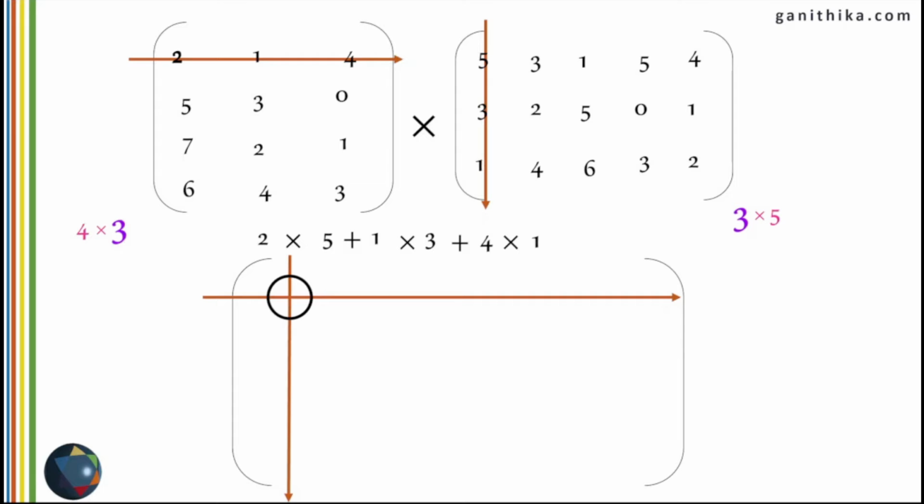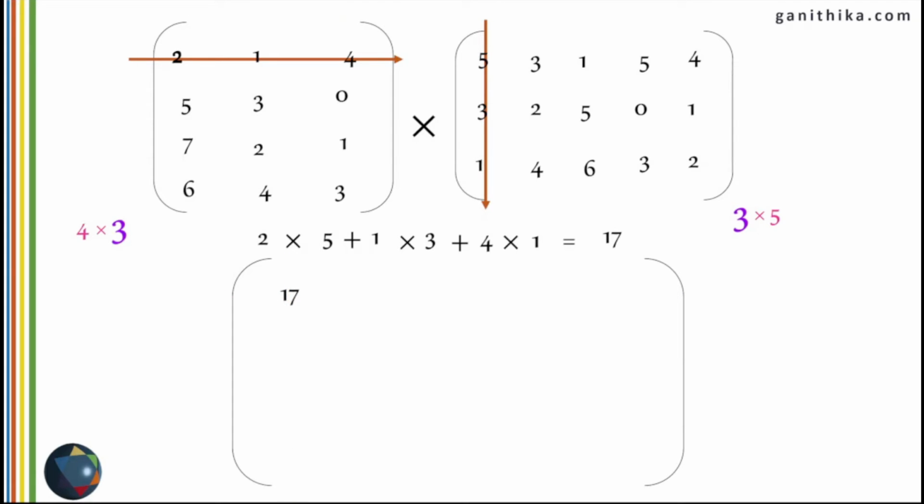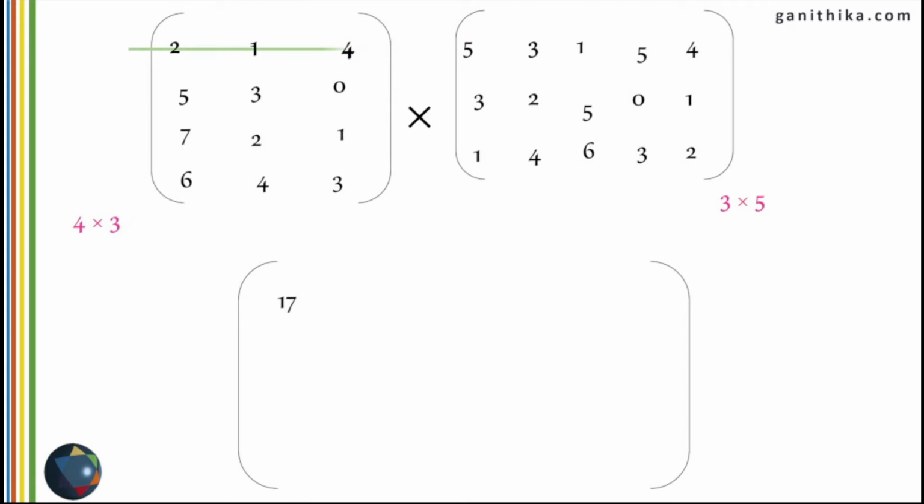Since all the numbers have been multiplied, the answer is going to be 17 and this answer is going to be placed in this position because we started with the first row of the first matrix and the first column of the second matrix. Therefore, the answer is going to be first row, first column of the answer matrix. So we have positioned the first row, first column number here. Next, we will move on with the first row of the first matrix and the second column of the second matrix.